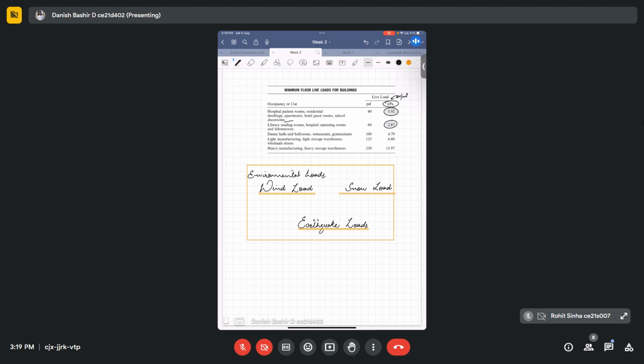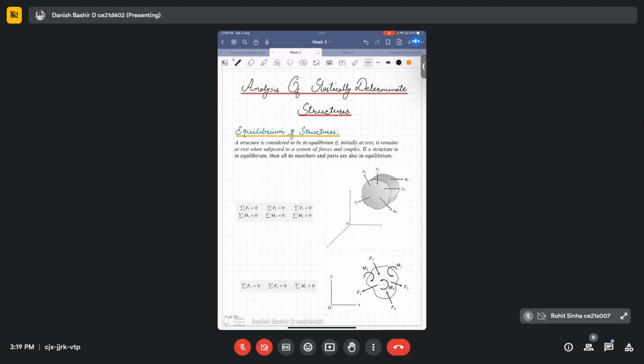Coming to our next topic, we have analysis of statically determinate structures. Now we come to the analysis to determine the support reactions and the stress resultants. As I told you in the first lecture, the objective of this course is to determine support reactions and the stress resultants, either shear forces or moments, that get generated in our structure because of the external loads.